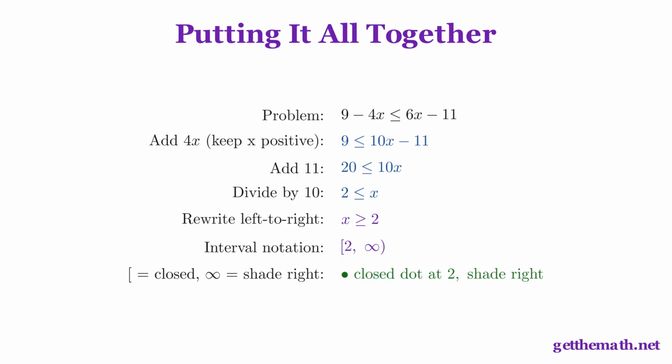Divide by 10. 2 is less than or equal to x. Rewrite left to right, x is greater than or equal to 2. Interval notation, bracket 2 comma infinity parenthesis. Graph, closed circle at 2. Shade right. These tips will save you time and help you avoid mistakes.